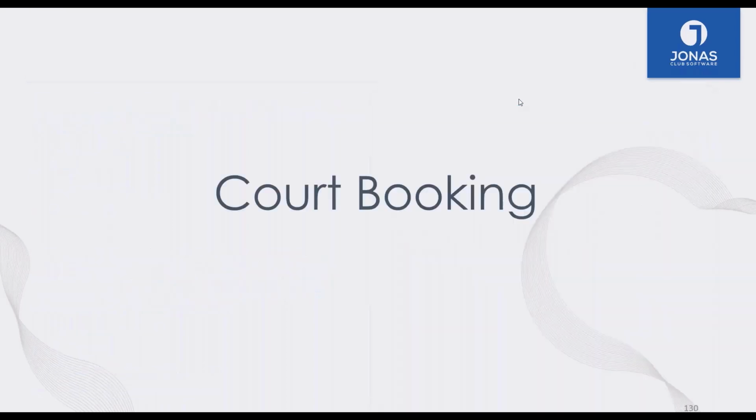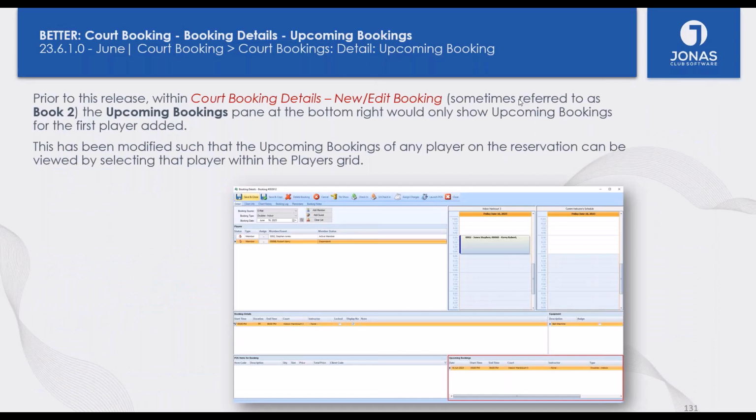Onto court booking, what we've done is really a correction within the create edit booking screen, wherein now you can see the upcoming bookings for the selected player. Previously it was always showing the upcoming bookings for the first player on the booking. In this case, there are two players on it, Stephen Jones and Robert Carey, and previously you could only see the upcoming bookings for Stephen Jones, who's in that first position. Now, depending on which row is selected in the players on a given booking, the upcoming bookings will show down at bottom right.